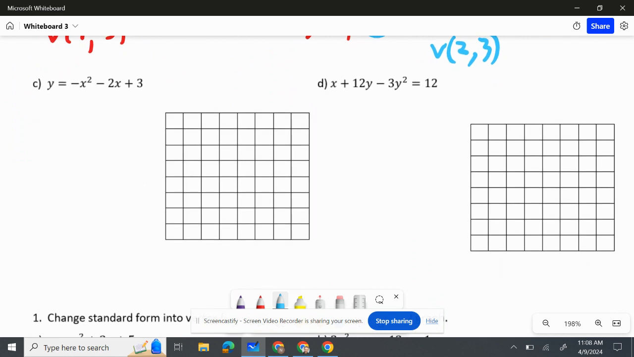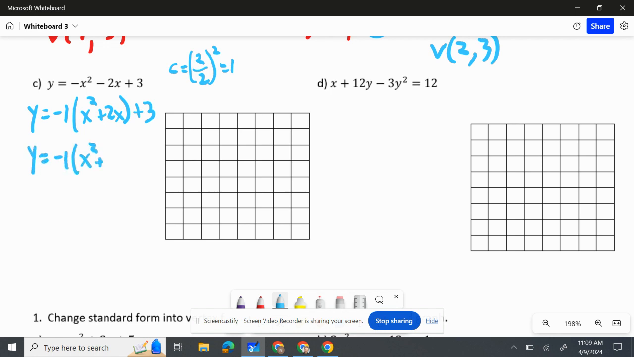Now, looking at the next ones. I'm going to factor out my a value. In this case, my a value is negative 1. So I get x squared plus 2x. Then I'm going to find my new c value. So c is equal to 2 over 2 squared, which is 1. So I have y equals negative 1, x squared plus 2x plus 1, and then plus 3.